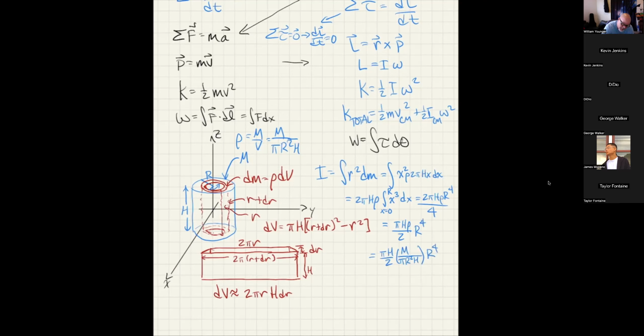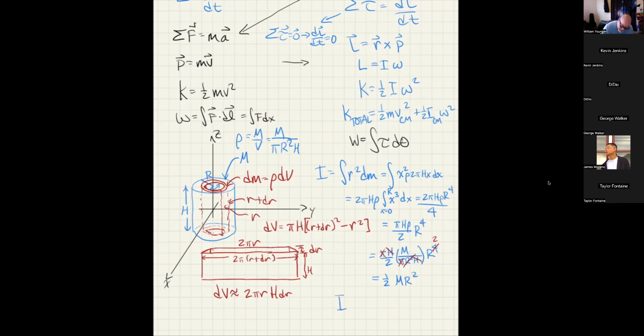And I think you can see what happens. 2 of these are going to cancel out, leaving a 2 there and canceling that one out completely. This h is going to cancel out completely. This pi is going to cancel out completely. And I am, in fact, just left with 1/2 mr squared. And that is, in fact, the moment of inertia for a cylinder.